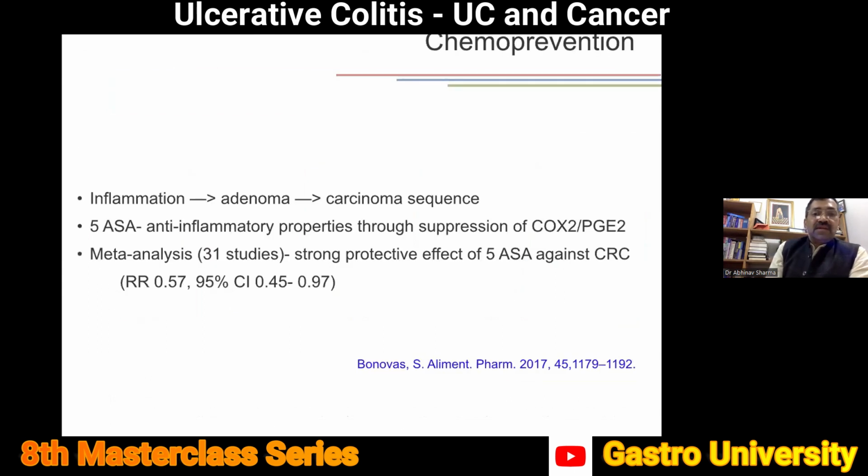Now, a word, just one slide, on chemoprevention. Colorectal cancer can be prevented, since we have seen that if the cumulative inflammatory burden is high, then the chances of carcinoma are high. The inflammation-adenoma-carcinoma sequence is the pathogenesis of colorectal cancer in ulcerative colitis. So if we keep inflammation suppressed, we will obviate the risk of adenoma formation and carcinoma in ulcerative colitis. 5-ASA has a very strong anti-inflammatory property through suppression of various inflammatory pathways. In a meta-analysis of 13 studies, 5-ASA was proven to have a strong protective effect against colorectal cancer. So 5-ASA should never be stopped.